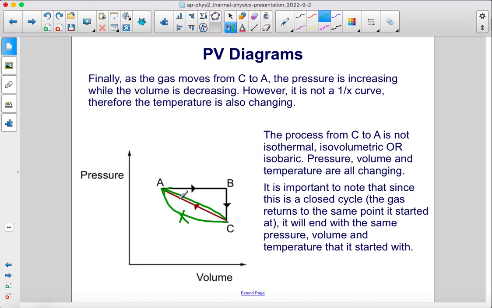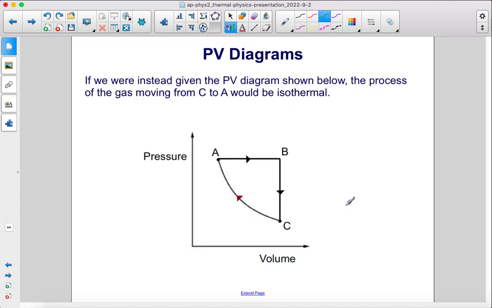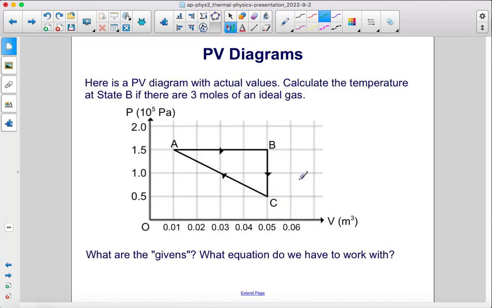It is important to note that since this is a closed cycle, which means the gas returns to the same point that it started at, it will end with the same pressure, volume, and temperature that it started with. If we were instead given the PV diagram shown below, the process of the gas moving from C to A would be isothermal. Here's a PV diagram with actual values.